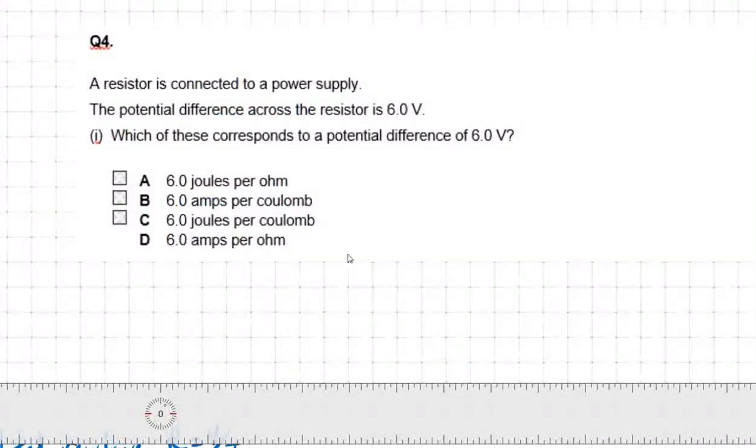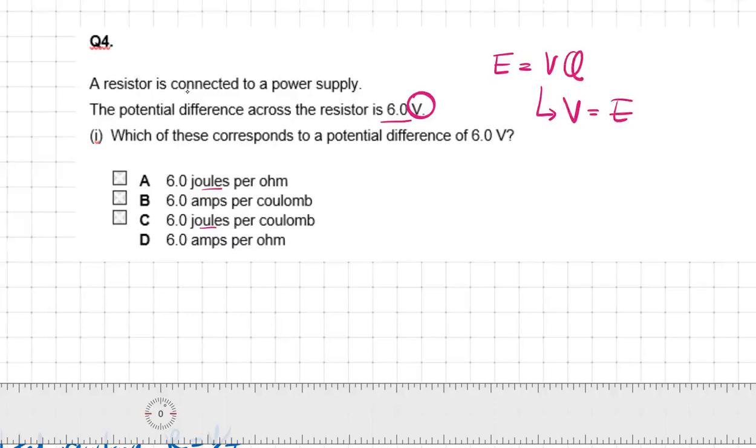Let's take a look at what we have so far. We have the voltage. Now the question is, which of these is a unit for voltage? If you look carefully, we are talking about joules here. There's another equation that has voltage in it. The equation we're going to be using is E is equal to VQ. Let me rearrange for V. So V is equal to E over Q.